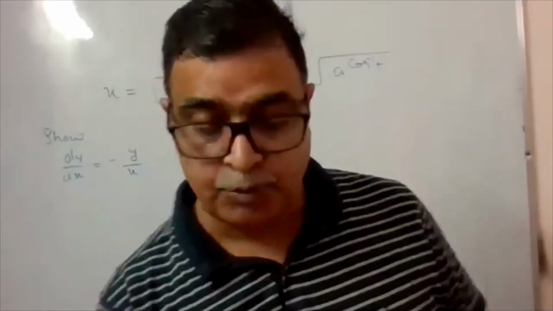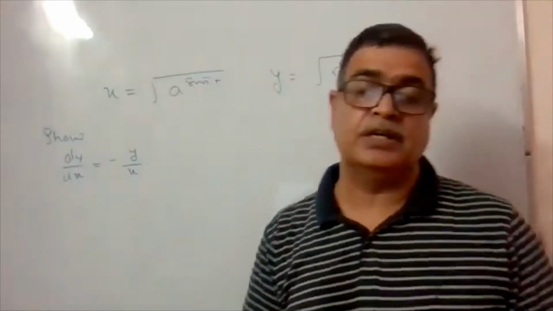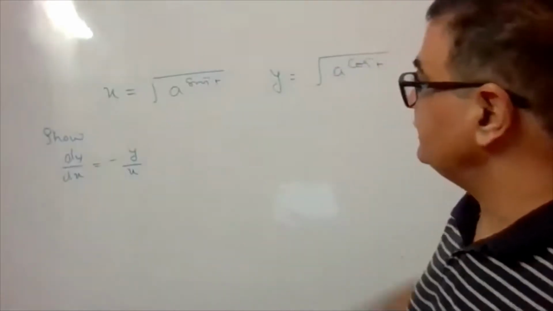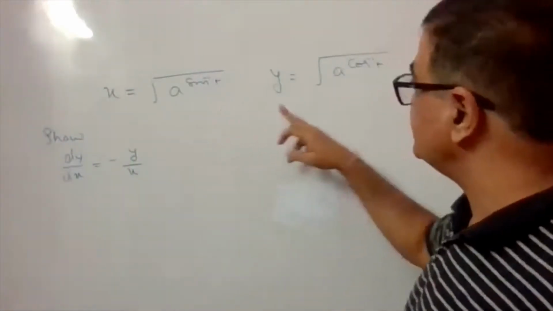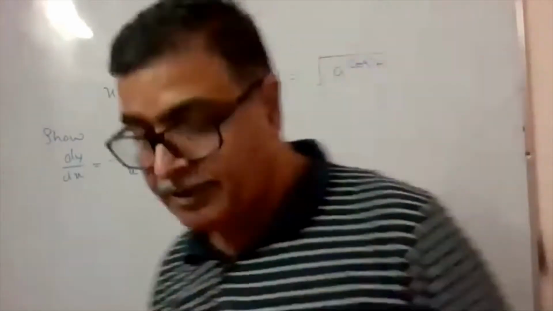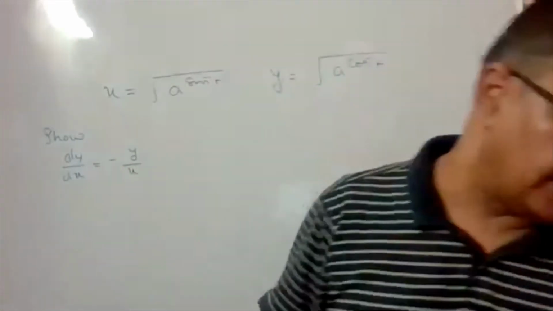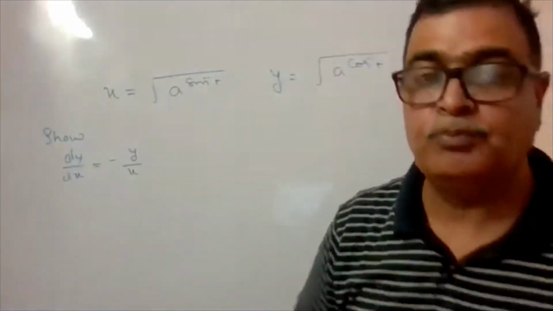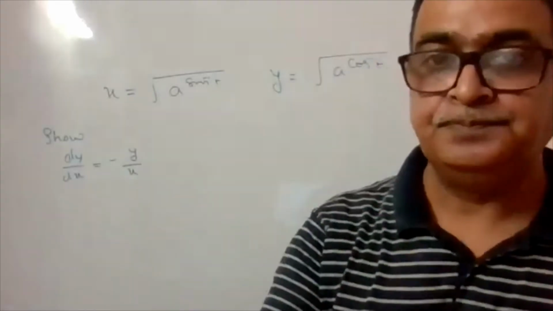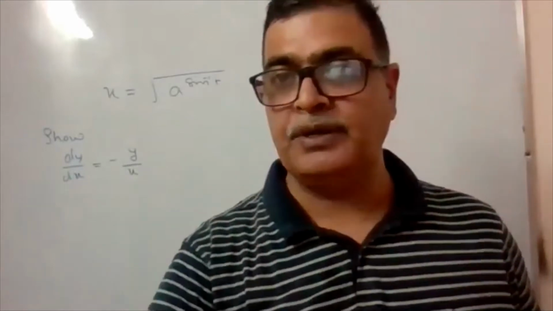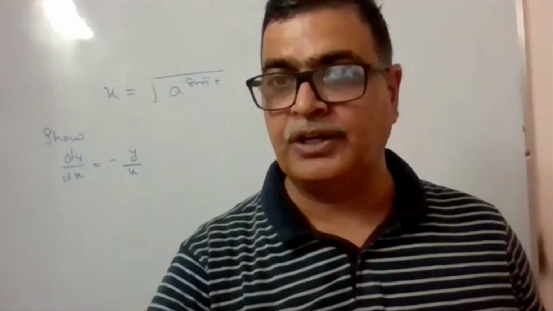Today we start with the same question which we did last class. The question was: x is equal to under root a power sine inverse t, y is equal to under root of a power cos inverse t. This we have done one way last time. Now I'll tell you a shortcut by which you can do this question, and that will be easier also. The only thing is, you should remember the property of trigonometry.